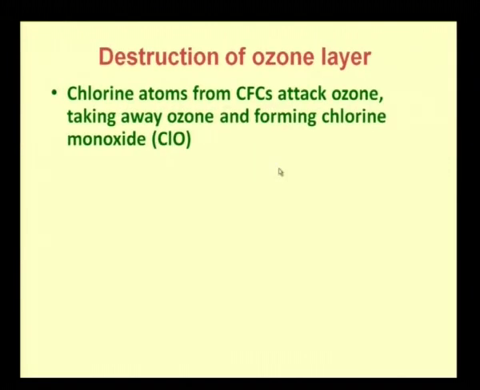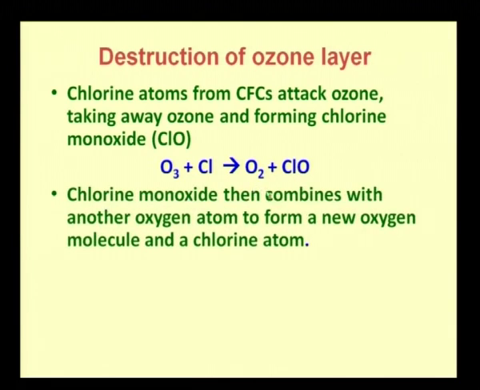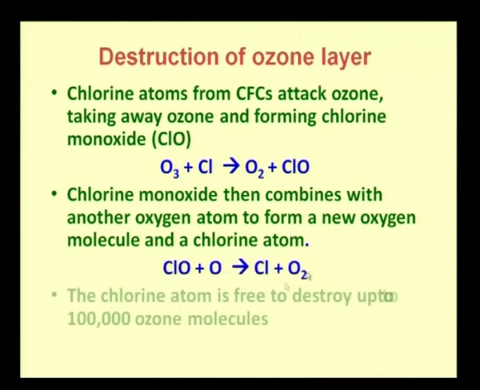And now, how is chlorine causing the ozone depletion? The chlorine atoms from CFCs attack ozone, taking away an oxygen atom and forming chlorine monoxide, ClO. That means O3 and Cl give you O2 and ClO. Now the chlorine monoxide combines with another oxygen atom to form a new oxygen molecule and a chlorine atom. That means ClO plus O gives you Cl plus O2.